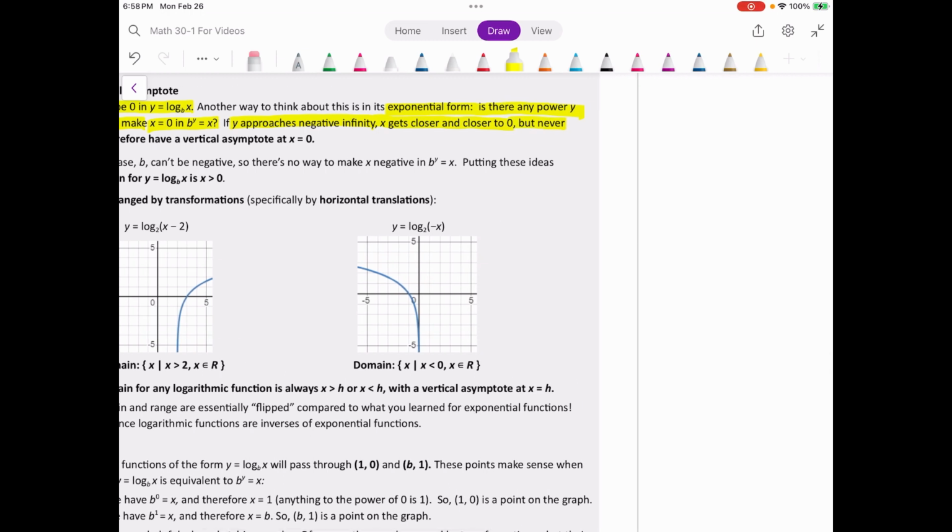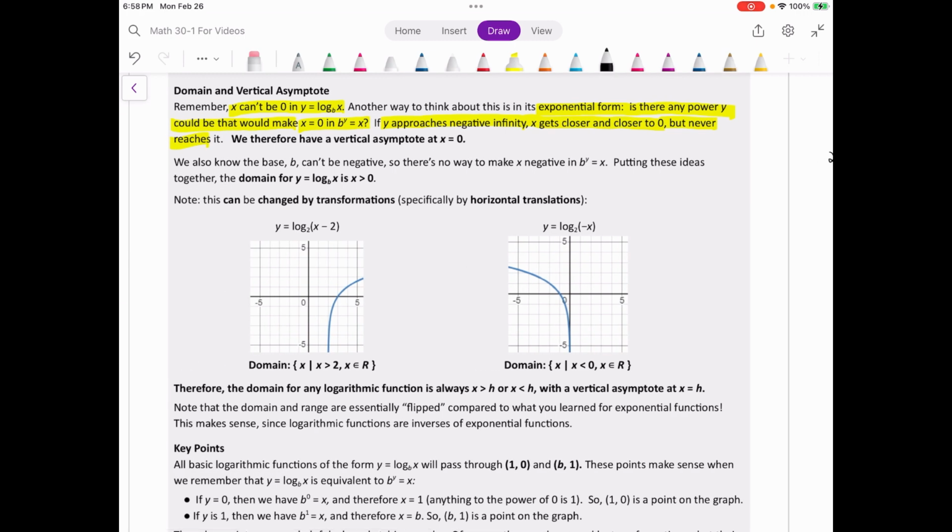Even if we just put in a number, right? 2 to the negative 1 billion equals 1 over 2 to the 1 billion, which is tiny, but it's still not 0. So as y goes off to negative infinity in this equation, which is just the exponential form of this equation, x approaches 0 but doesn't reach it. Hey, that's just the definition of a vertical asymptote. We're going to have a vertical asymptote at x equals 0.